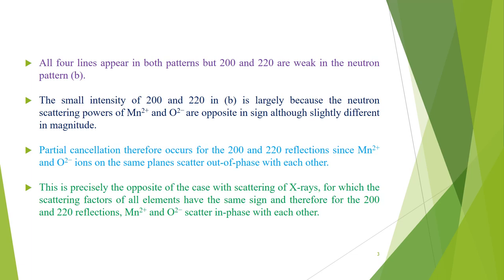This is precisely the opposite of the case with scattering of X-rays, for which the scattering factors of all elements have the same sign. Therefore, for the 200 and 220 reflections, manganese 2+ and oxide scatter in phase with each other.